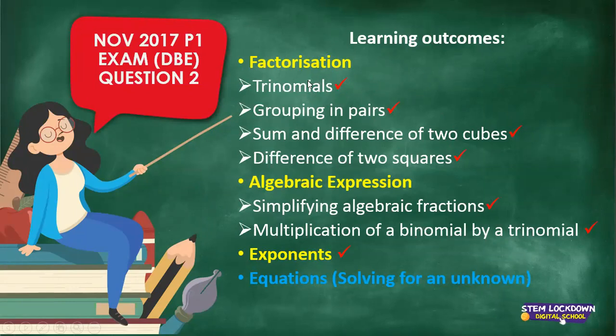So all of these things we have covered so far. We have covered the trinomials. We've covered the groupings in pairs. We've covered the sum and difference of two squares, the sum and difference of two cubes, then difference of two squares. We've covered the algebraic expression, simplification of fractions, multiplication of binomial by a trinomial. We've covered exponents.